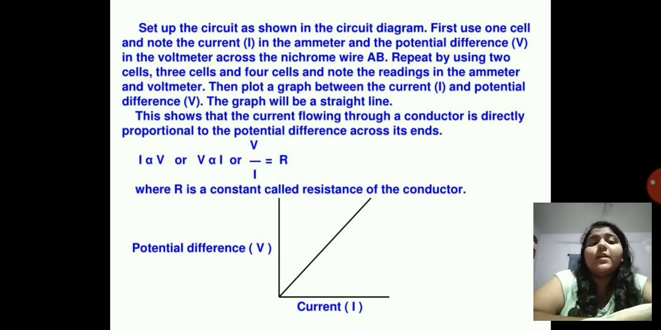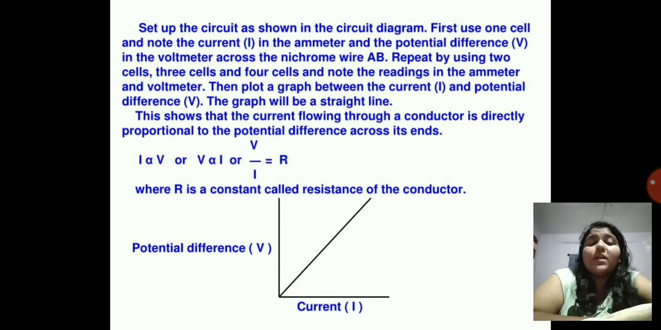What did they do? Firstly, they connected only one cell. Then they measured the current and the potential difference. Then they connected two cells, and again they measured the potential difference and the current. Then they connected three cells, then four cells, then five cells. In this way they took the readings of potential difference and electric current.